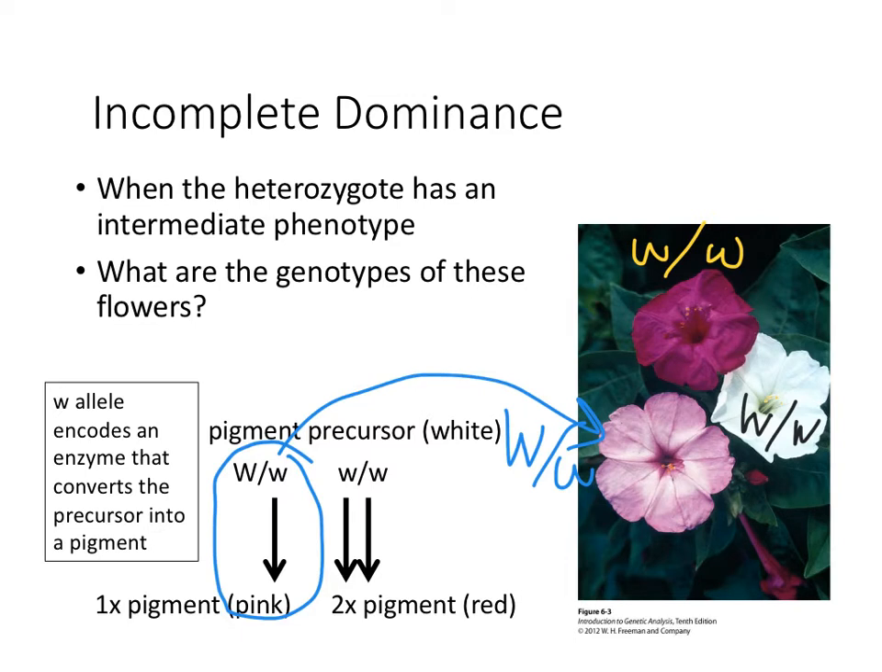If it's purely dominant, what would the heterozygote look like? Or would it? What does the capital W allele do? Here, like before, I've switched the nomenclature on you. The capital W allele doesn't do anything. It's recessive. It's the lowercase w that converts white pigment into something that's pink.